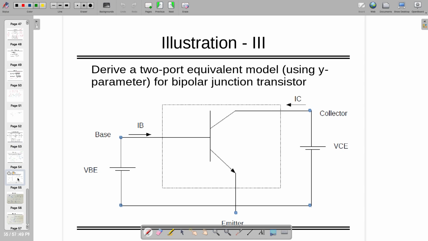It's already 4 o'clock. Do you have any doubt till now in Y and Z parameter? Right, Y is the brother of Z, it's just the reciprocal.